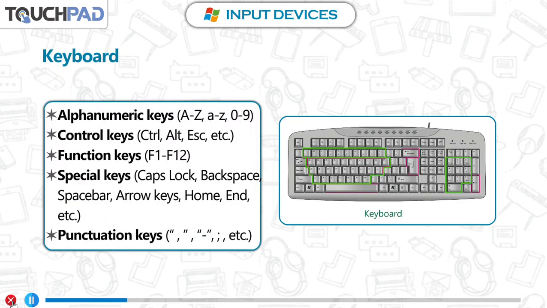Alphanumeric keys: capital A to Z, small a to z, 0 to 9. Control keys: Control, Alt, Escape, etc. Function keys: F1 to F12. Special keys: caps lock, backspace, space bar, arrow keys, home, end, etc. Punctuation keys: inverted commas, hyphen, semicolon, etc.